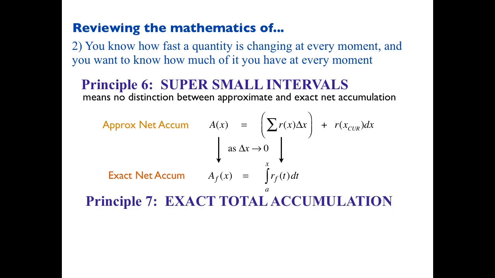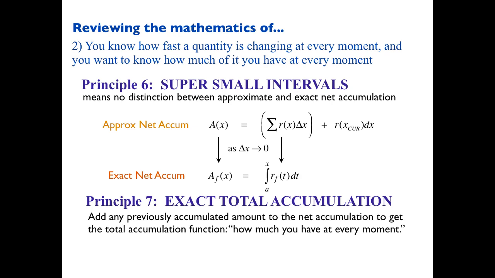All right, principle 7, exact total accumulation. So then how do we get exact total accumulation from exact net accumulation? Well, now all the hard work's done. And if we want the function f, the total accumulation, what do we do? Add however much accumulation we had before A, right? So add any previously accumulated amount to the net accumulation to get the total accumulation. And we have arrived. How much you have at every moment, right? That's what we wanted.